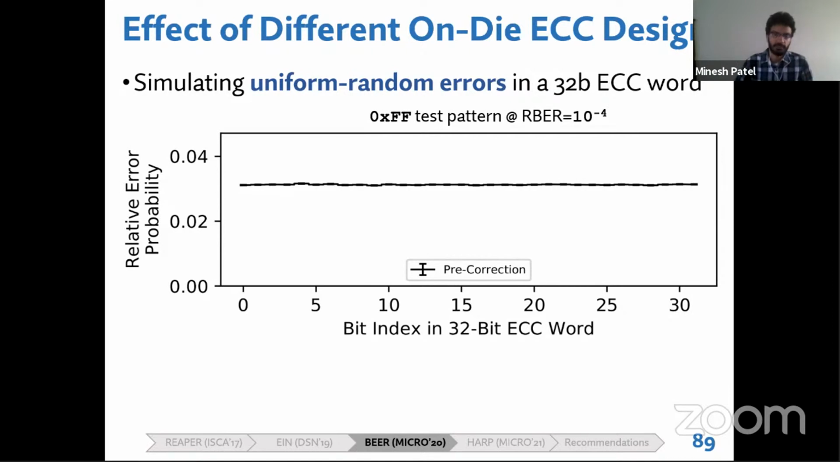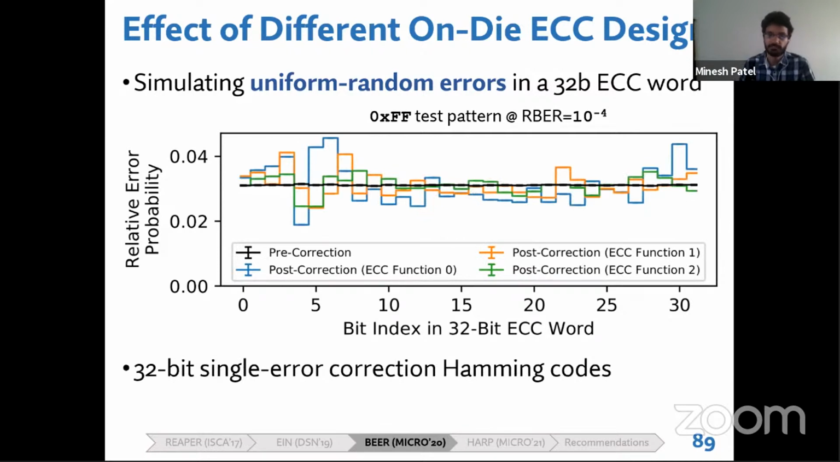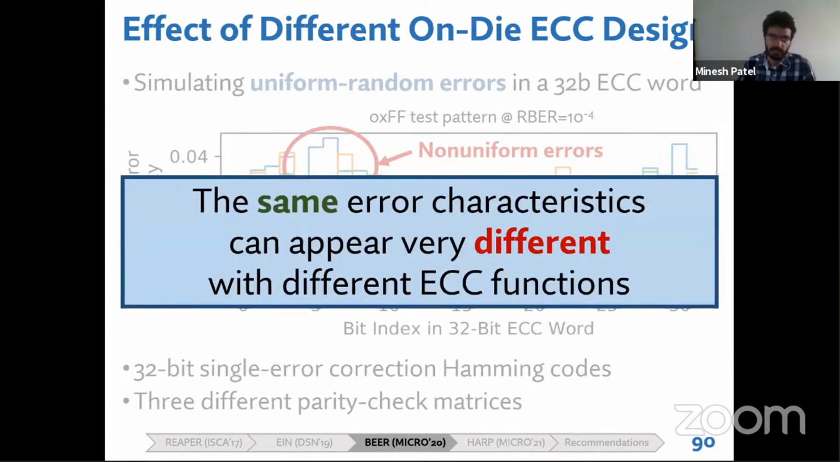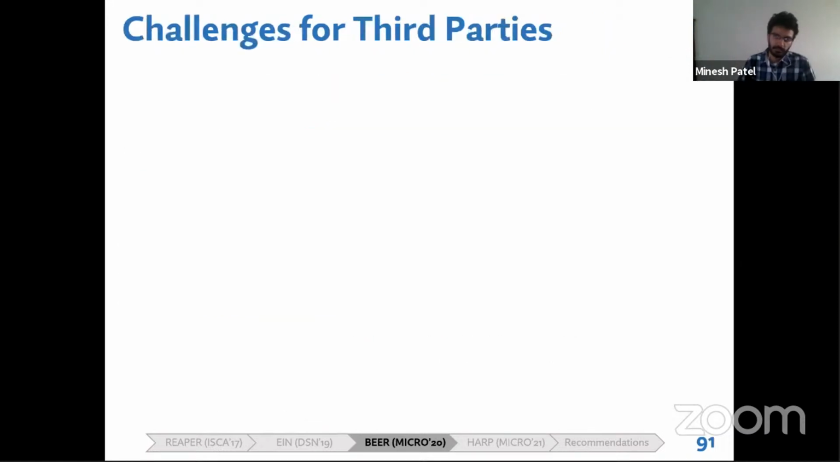Now we see that the post-correction errors actually look quite different. Here we show 3 different 32-bit Hamming codes that are all single error correcting codes, and they each use a different parity check matrix. What we see is that the post-correction errors are highly non-uniform and actually depend on the particular ECC function used. Our takeaway from this analysis is that the same error characteristics can appear very different with different ECC functions. Now, let's take a look at some of the challenges this introduces for third-party studies.